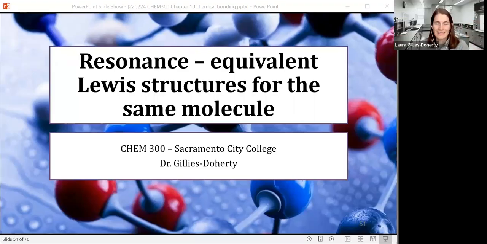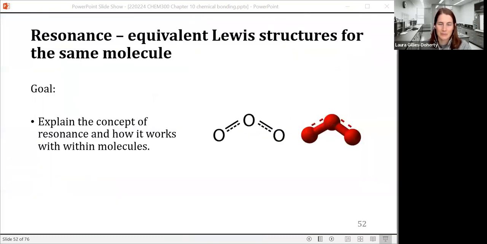Hey everybody, welcome back. This is CHEM300 and we're continuing our discussion on chapter 10 with talking about resonance structures in this section. So resonance is when you can have equivalent Lewis structures for the same molecule. So our goal in this section is to explain the concept of resonance and how it works within molecules.